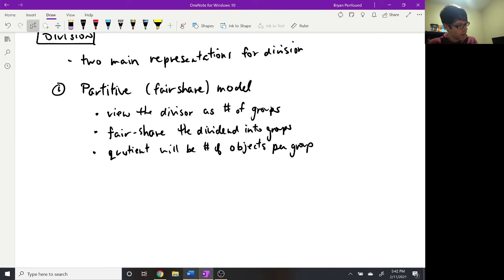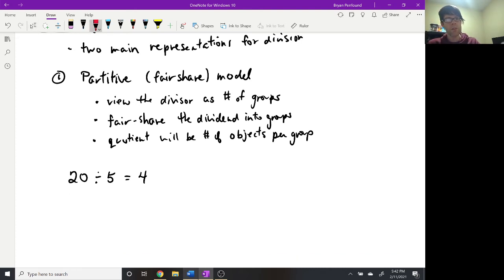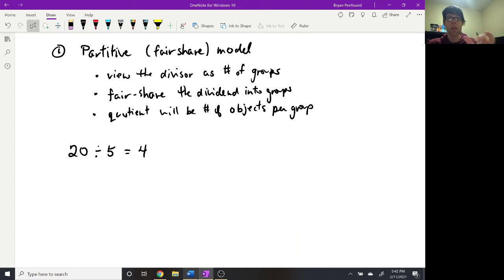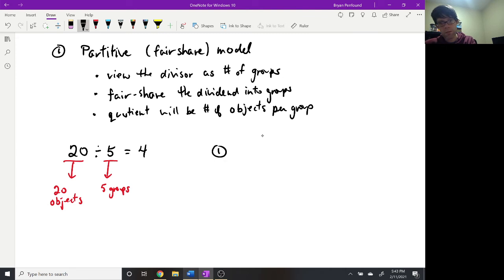So let's take a look at 20 divided by 5. We know that the final answer here is 4. Here's how we think through this with the partitive model. I have 20 objects, and I have 5 groups that we need to divide these objects into. So step 1, draw the groups.